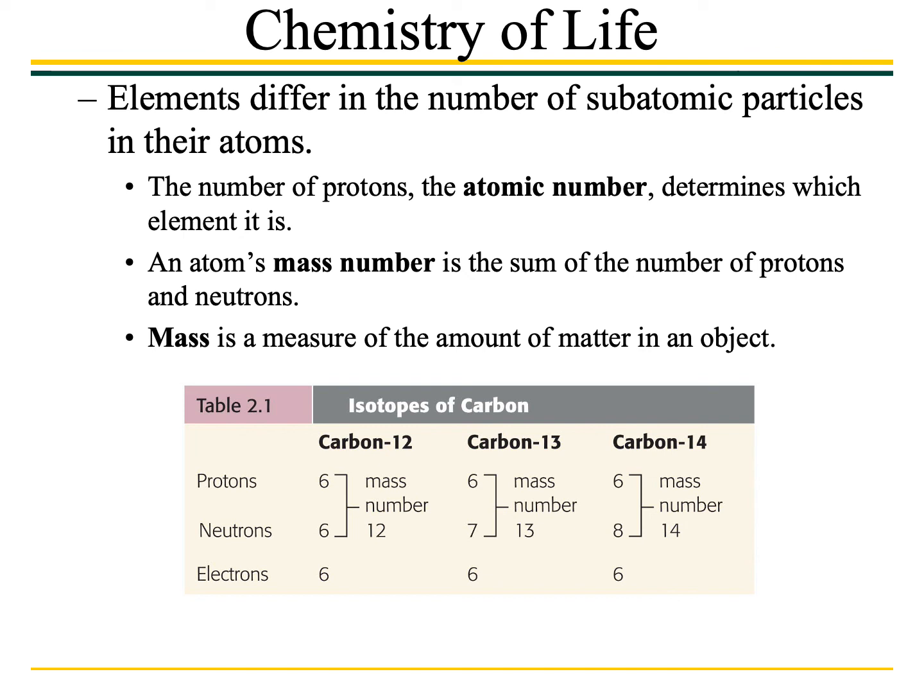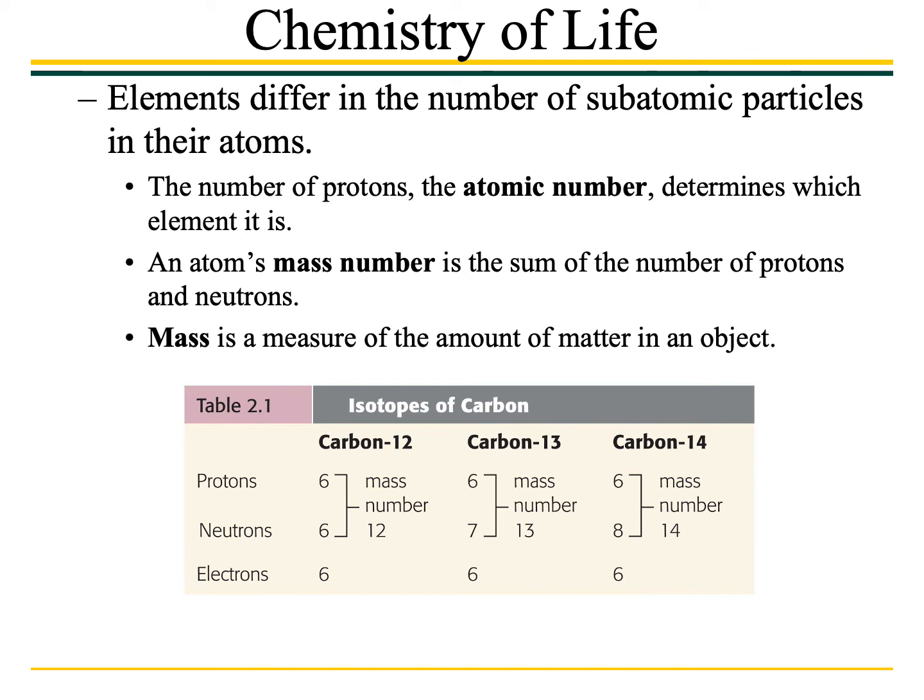So let's look at this table. In fact, we'll look at the very first column dealing with carbon-12. And unless otherwise noted, atoms are neutral in charge. That means that they should have the same number of protons and the same number of electrons. But again, there are some exceptions to that, and I'll get to that in just a minute. But let's look again at this first column with carbon-12.